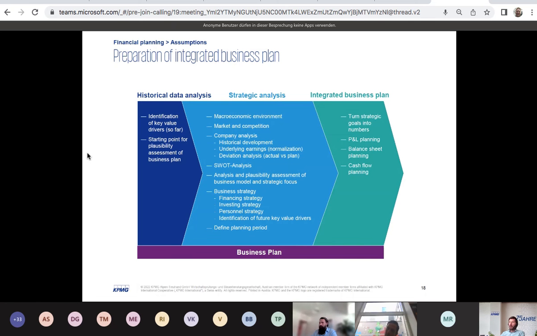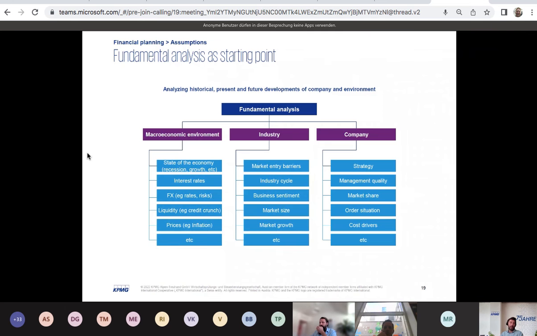And then based on this analysis, you would really create the integrated business plan with your P&L, balance sheet, and cash flow statement. And you have here also some more sources you could use, some more analysis you could perform in the so-called fundamental analysis. A DCF valuation is basically a fundamental valuation method.